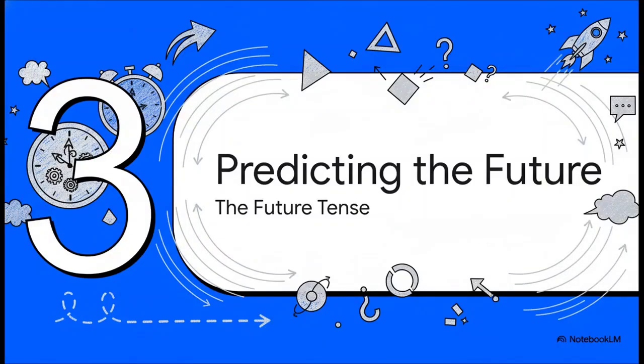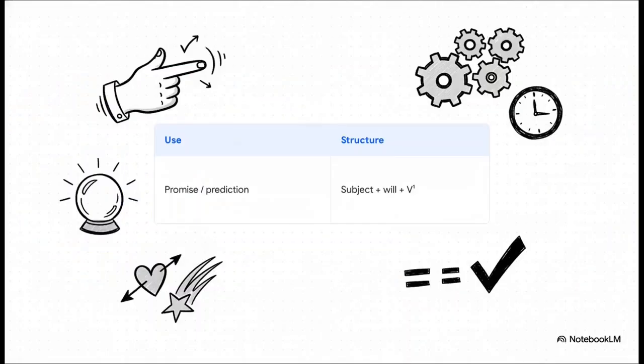Time for our final trip. Let's set the dial all the way forward. We're off to the future to check out all the different ways we can talk about what's still to come. The simple future with the word will is your go-to for making promises, predictions, or even just quick decisions you make on the spot. I will teach tomorrow is a solid statement of what's going to happen. It's simple, it's direct, no confusion.